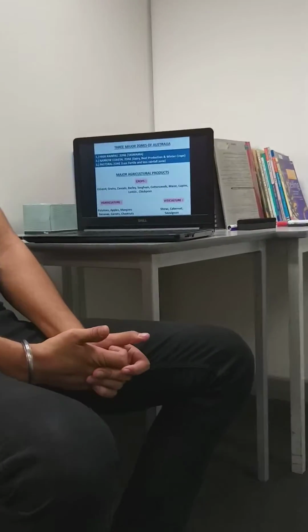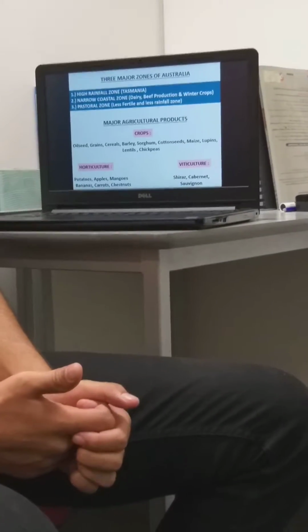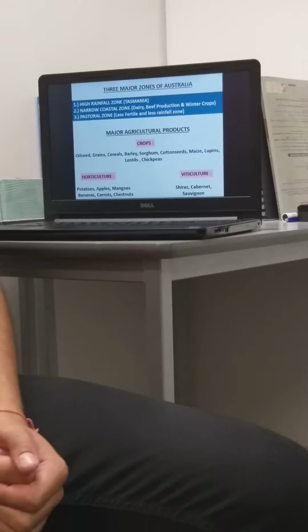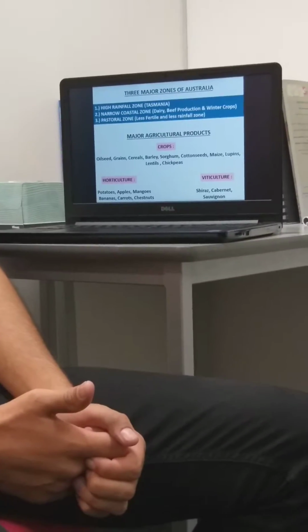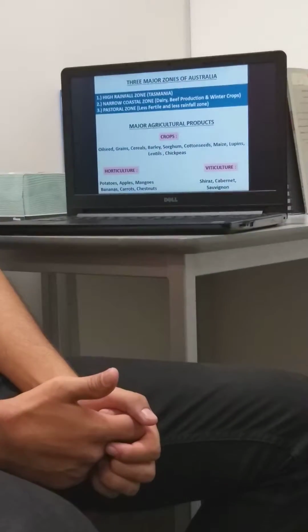The Australian agriculture industry is basically divided into three major zones. First one is the high rainfall zone, which is basically the Tasmania region. Second is the narrow coastal zone, which has the industry of dairy, beef, and winter crops. And third is the pastoral zone, which is less fertile and has less rainfall.